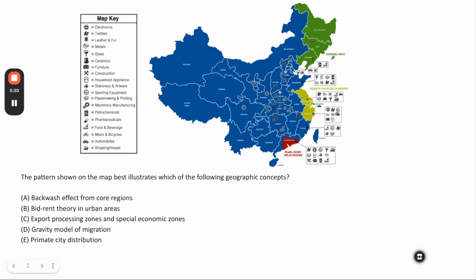And in this case, that is the correct answer. Letter C is the right answer because we see the export processing zones and special economic zones being directly described in the deliberate placement of manufacturing in coastal China. The other options just don't match what we observed in the spatial pattern. So the connection we want to make is that the stimulus shows deliberate industrial zones near the coast.